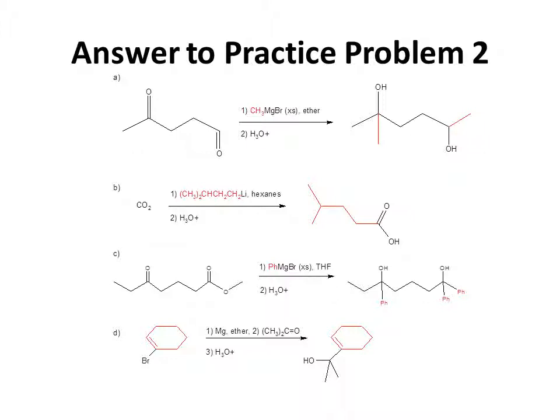And in part D, now we're actually going to make a Grignard. We start with this vinyl bromide, or alkenyl bromide, if you will, which reacts with magnesium and ether. And that then is going to react with the ketone, which this specifically is acetone. So that's going to attach once to form our tertiary alcohol once we protonate it with H3O+.